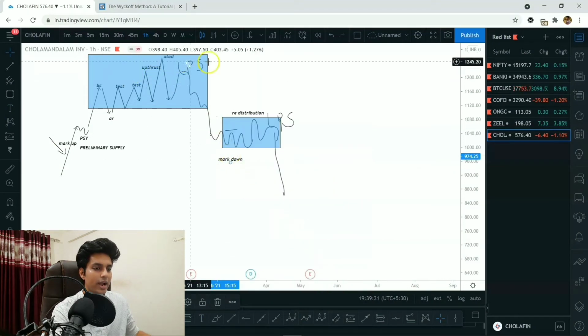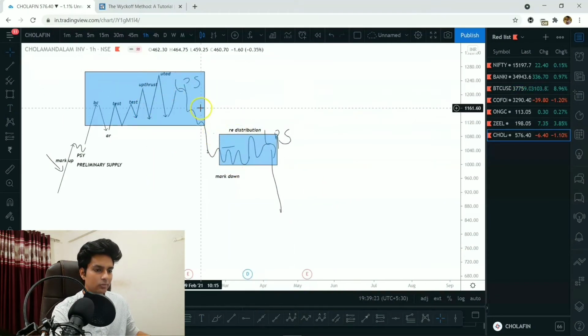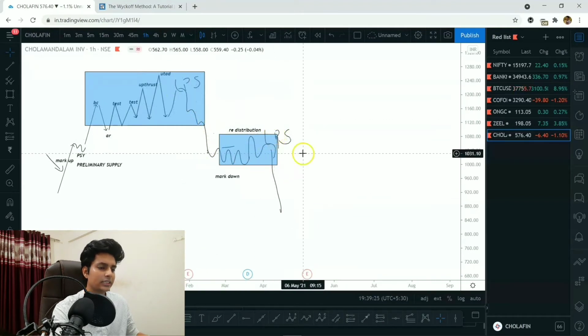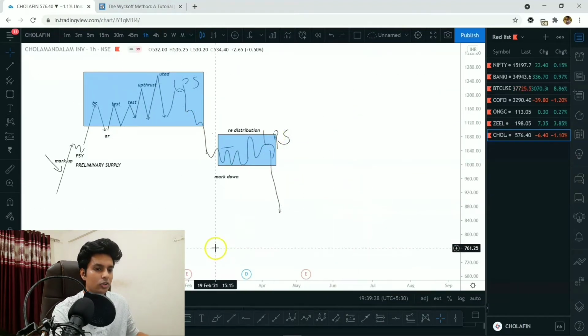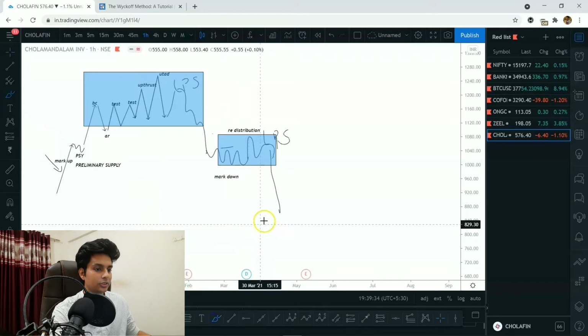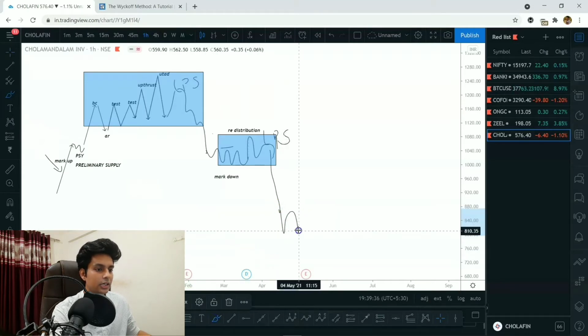I'm sorry if I'm not drawing the schematics properly, but just try to understand. I'm making things raw, but I guess I am able to explain things pretty nicely. So as the price moves down, what do we see here? The price moves down and starts consolidating. This is where the prices are creating equal lows.